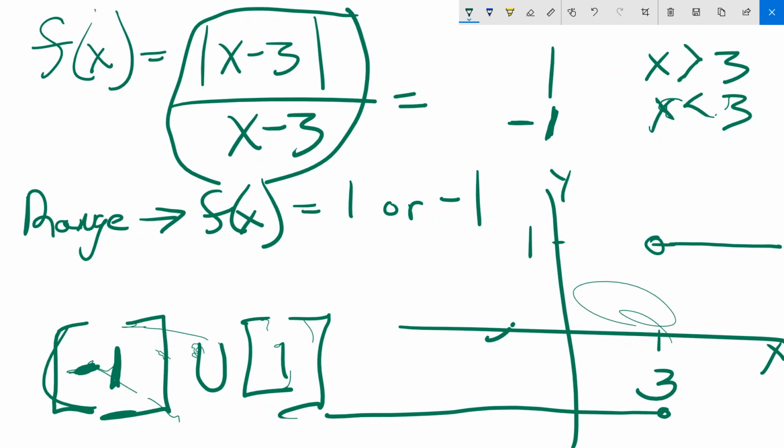Okay. So I suspect that's why they're asking you these questions. What is the domain? What is the range? And graph it. Because once you graph something, you can figure out the domain and range by just reading the graph. Yeah. Okay.